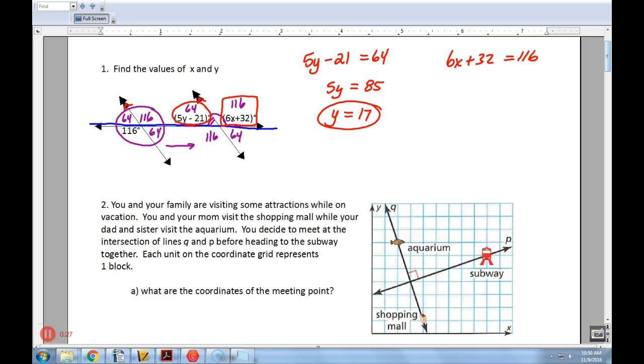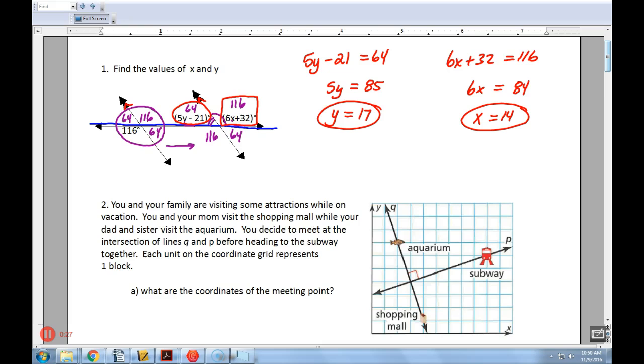Let's go over here and let's knock out x. So I'm going to subtract 32 from both sides. And when I subtract 32, I believe that's 84. 6 goes in there, 1, 4, looks like 14 times. So x equals 14 and y equals 17 should make that picture true.